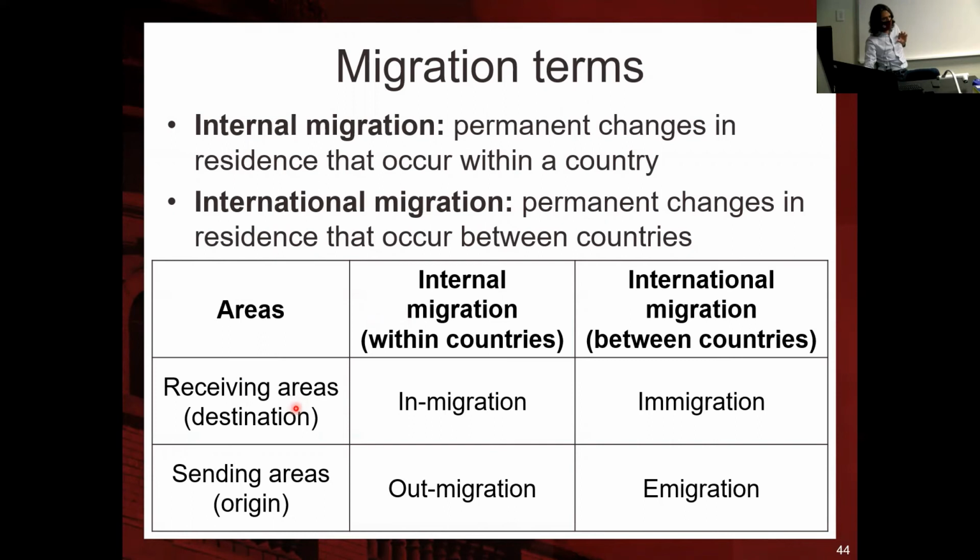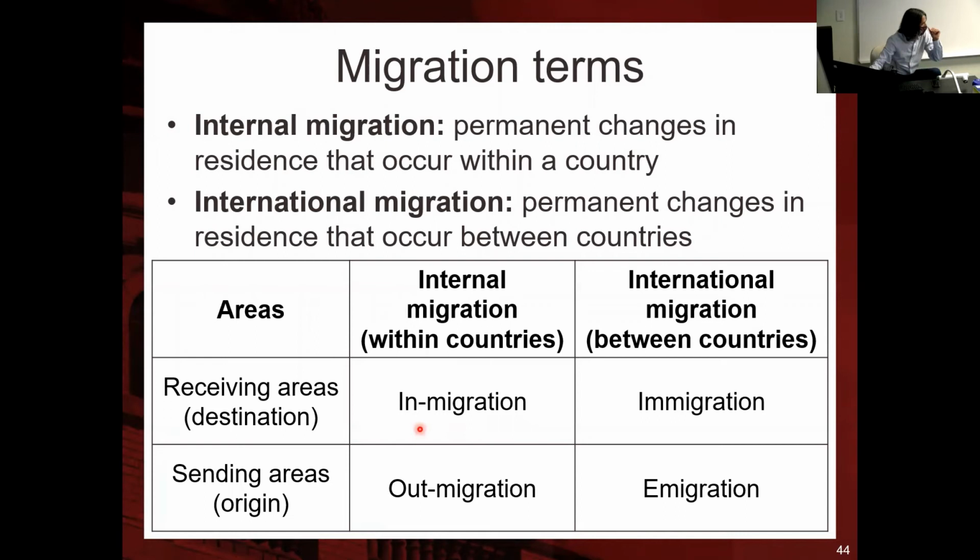For example, the state of Texas has been receiving a lot of migration of people coming from other American states. I'm trying to understand how that affects the Texan population, the Texan economy, more people in working ages that generate economic development in Texas. That's good for Texas. I'm doing analysis of in-migration.